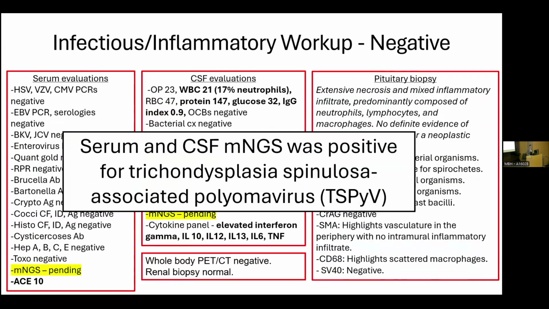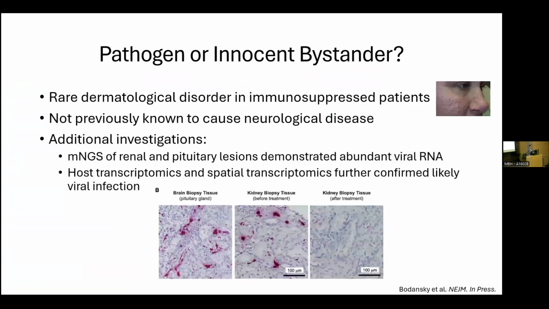Yeah, I still can't pronounce it. Does anyone? I wish we had ID docs in the room to ask this question too. But yeah, a lot of head shaking. Turns out we didn't know what this was either, and whether or not it was truly causing her disease or if it was just an innocent bystander.